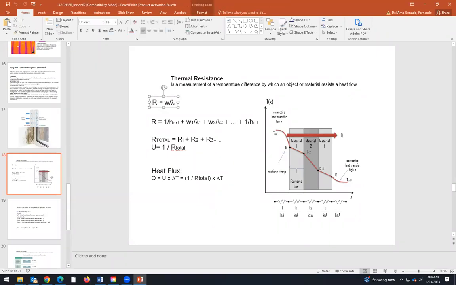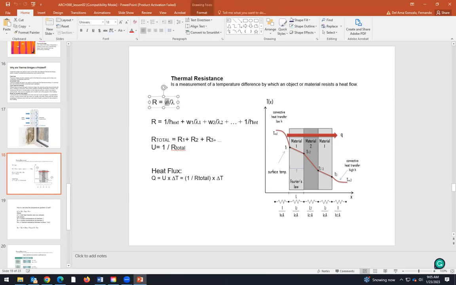What is the formula for the thermal resistance? It is the width of the material divided by the thermal conductivity. And the thermal conductivity is a property of the material itself. The brick has a thermal conductivity, the thermal insulation has a different thermal conductivity, and the gypsum board or the wood or whatever, each material has a different thermal conductivity.